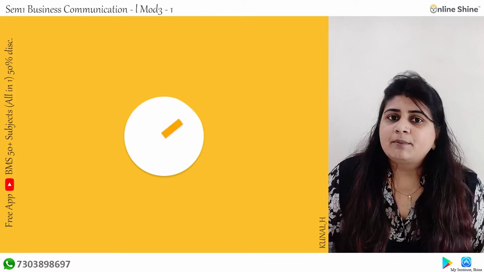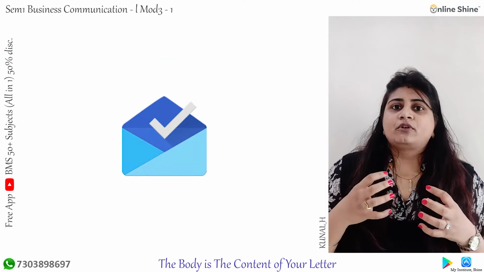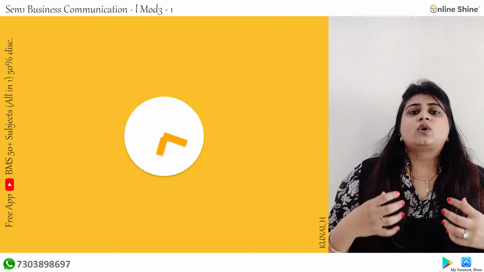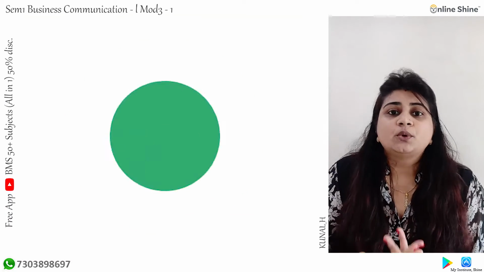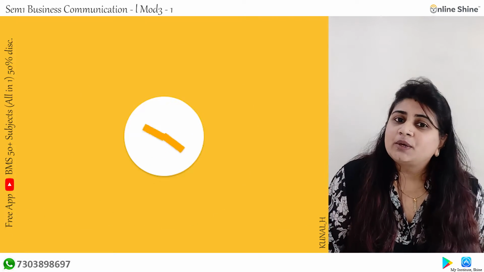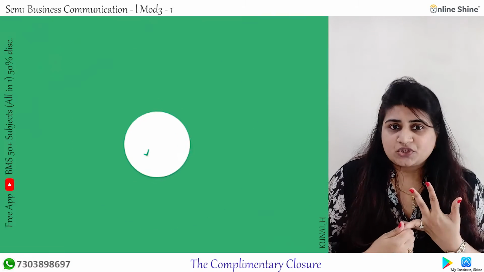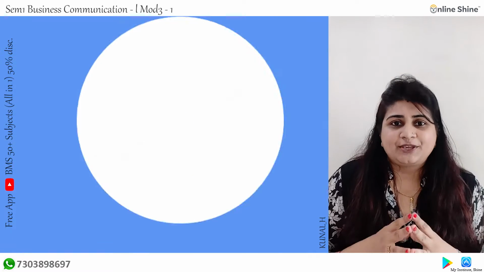So that we do later, but as moving on, we understand that the body is the content of your letter, which speaks about what exactly the sender wants the receiver to know. After you're done with the body, the sixth part is the complementary closure. Now, the complementary closure basically is a polite way of ending your letter.